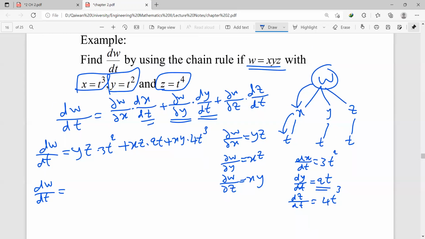yz, which is t to the power 6, times 3t squared, gives 3t to the power 8. The result of the first term is 3t to the power 8. Look, here we have y times z, t squared times t to the power 4, which is t to the power 6, and here we have t squared also. It becomes t to the power 8. We have 3 times t squared times t to the power 4 times 3t squared. That equals 3t to the power 8. Just add the exponents.